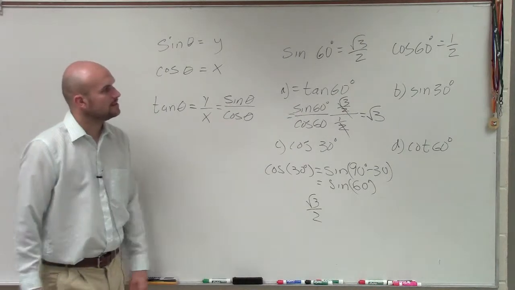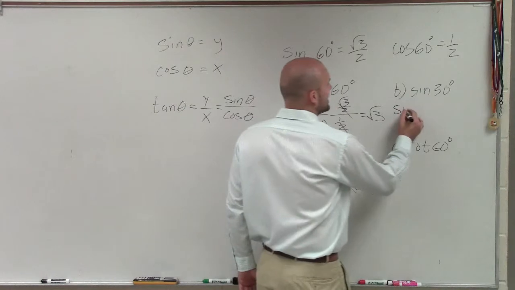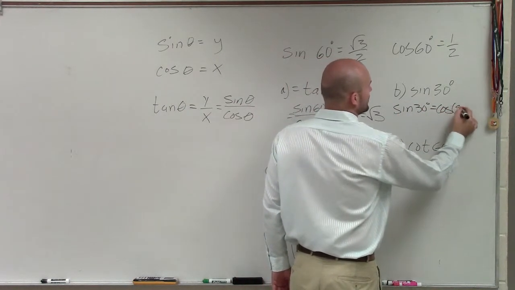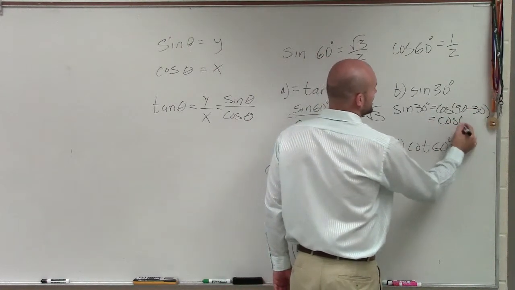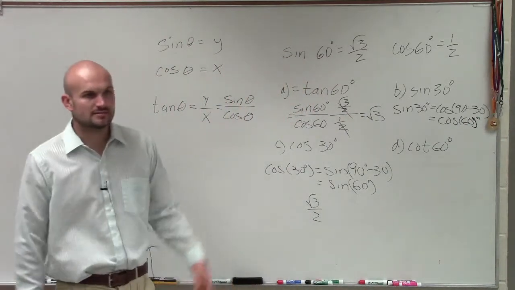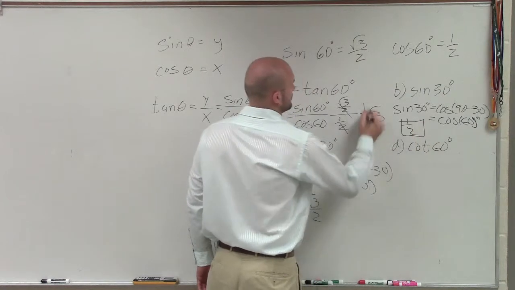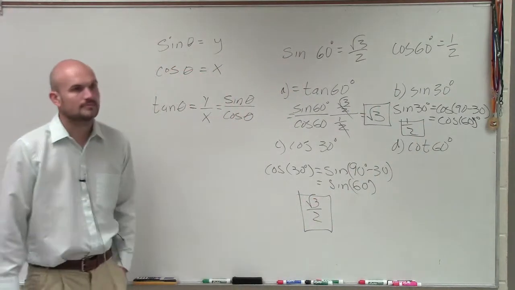Then we have to do the sine of 30 degrees. Again, the sine of 30 degrees is equal to the cosine of 90 minus 30. So that's equal to the cosine of 60 degrees. Do we know what the cosine of 60 degrees is? Yeah, it's 1/2.